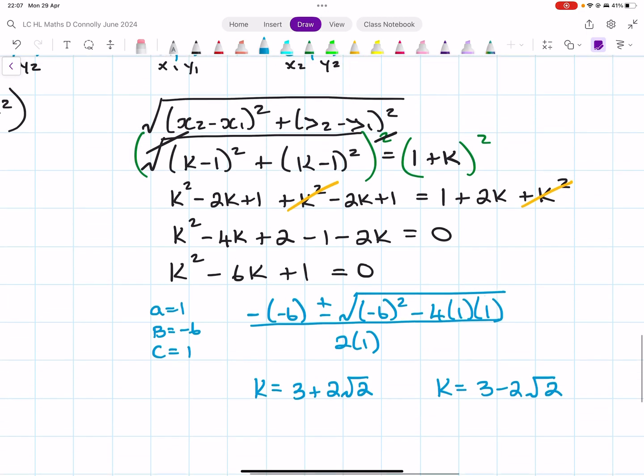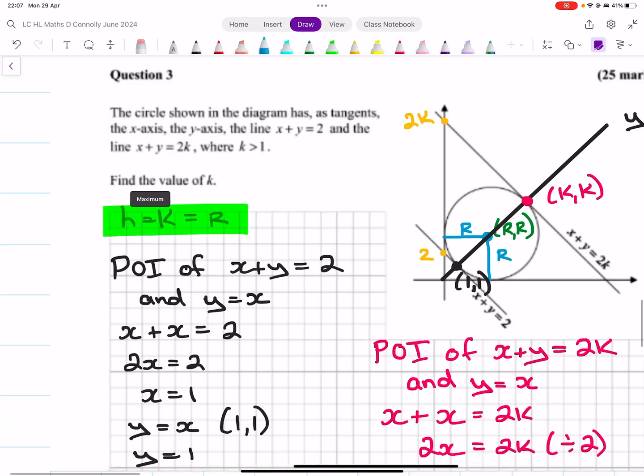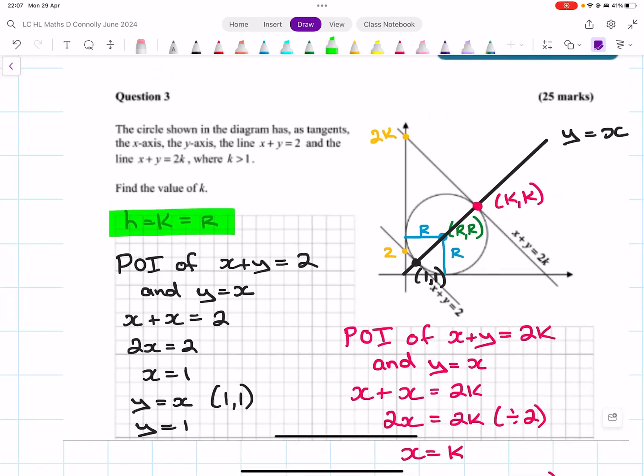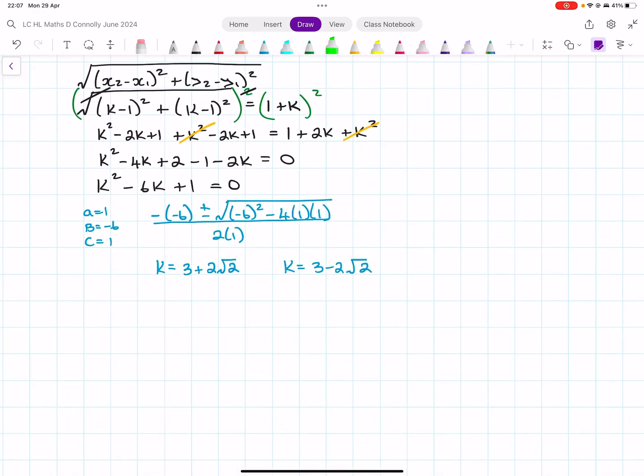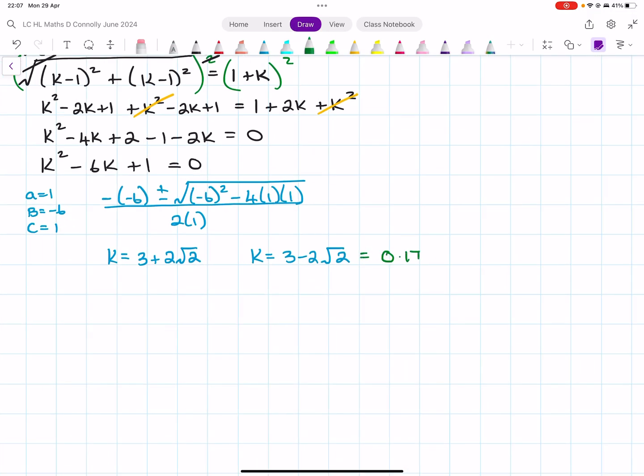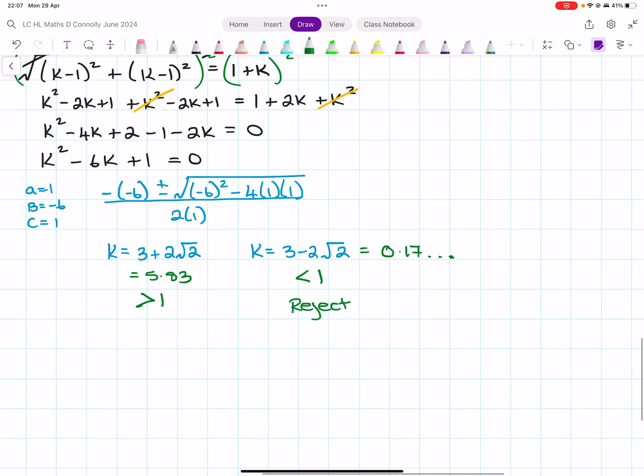Okay. Was it one value or two values? Find the value of k, so singular, and it says here that k has to be greater than 1. I have no idea. Oh, so this is 0.17, which is less than 1, which means we can reject it. I assume the other one is fine, is it? So this one is 5.83 approximately, which means that it is greater than 1. So that's going to be your answer.